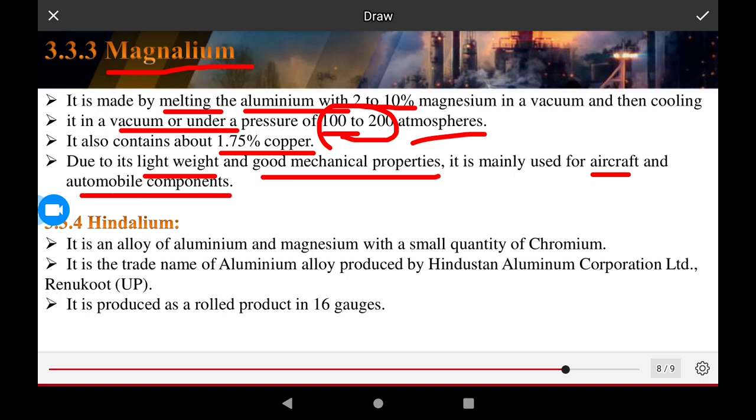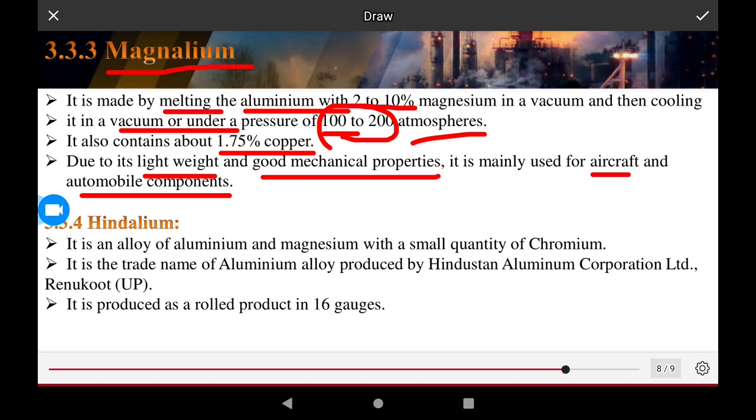The magnesium material is a non-ferrous metal. Its applications follow from its light weight and good machinability properties. It is mainly used for aircraft and automobile components.